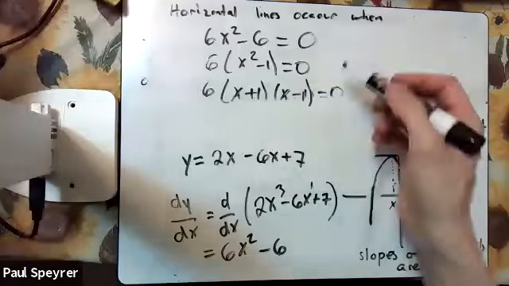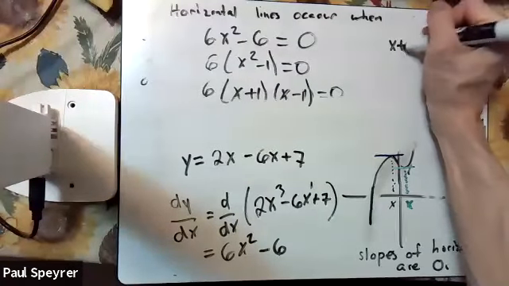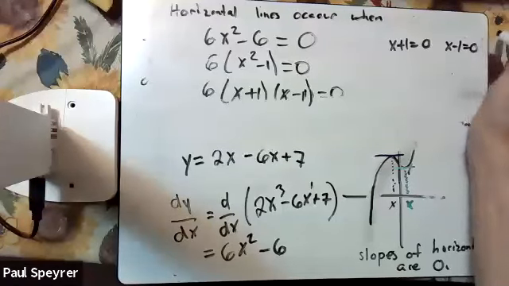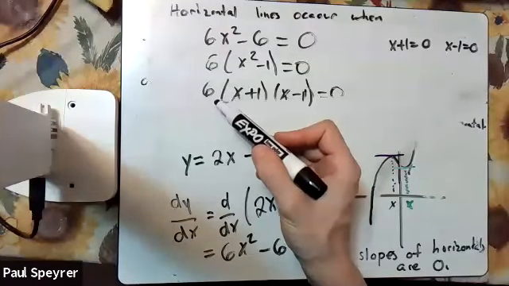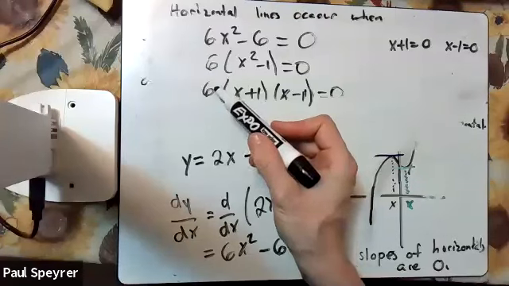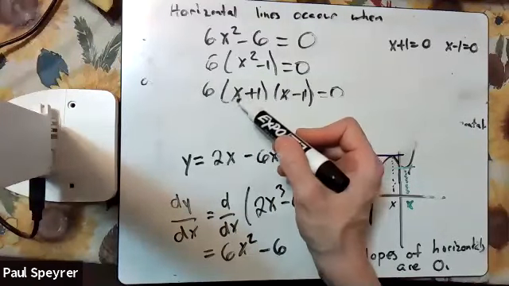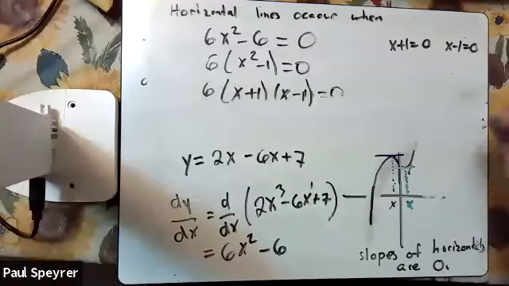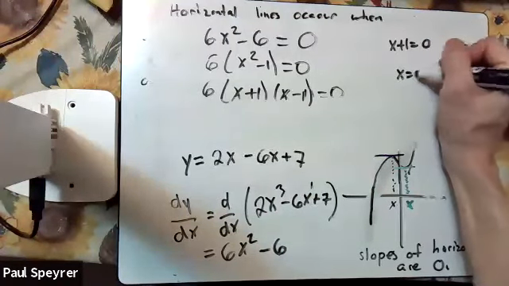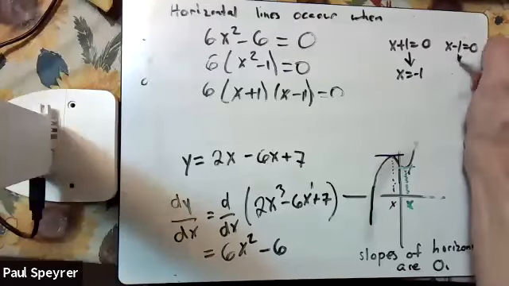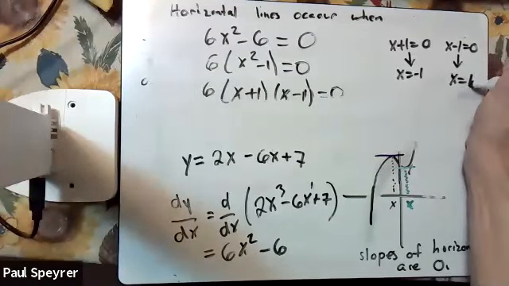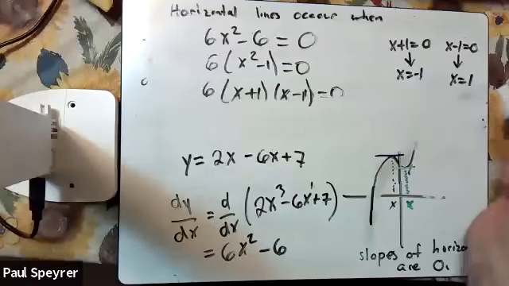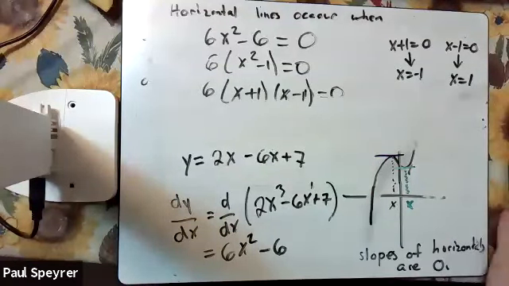So now we can set these to 0, right? We have x plus 1 equals 0. x minus 1 equals 0. Do we need to set this 6 to 0? No, because there's no x in front. There's no x right here. We only set the x stuff to 0. So we could see that we have a horizontal line occurs when x equals negative 1 and x equals positive 1. Remember, that's just us solving, right? You subtract 1 from both sides, you add 1 to both sides. But we're still not finished, right?